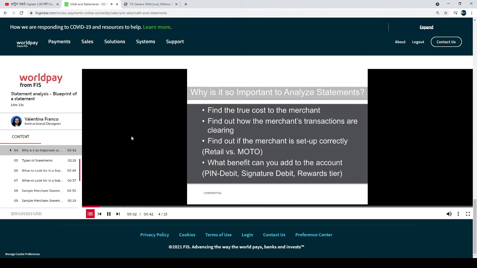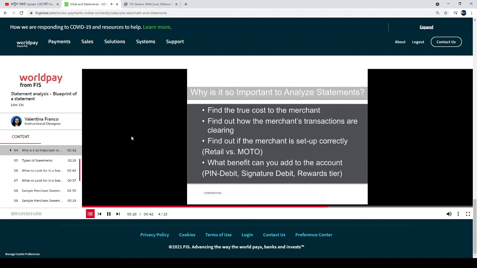Let's hit again why it's so important to analyze statements. First, we want to find the true cost to the merchant. Then we want to find out how the merchant's transactions are clearing. Next, we should find out if the merchant is set up correctly. Should it be retail or should they be moto? And is rate really important versus what comes out of their bank account? And lastly, what benefit can you add to the account?